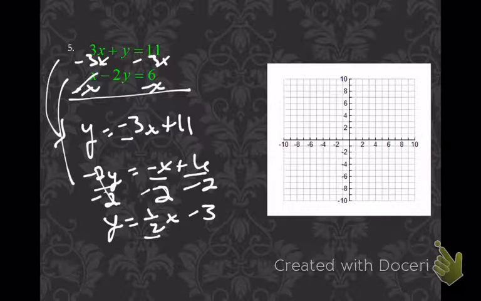So, we go graph. We go up to 11. We start here. And our slope for that guy is negative 3, so we go down 1, 2, 3, right 1. Go down 1, 2, 3, right 1. And we're going to want to draw our line through here.